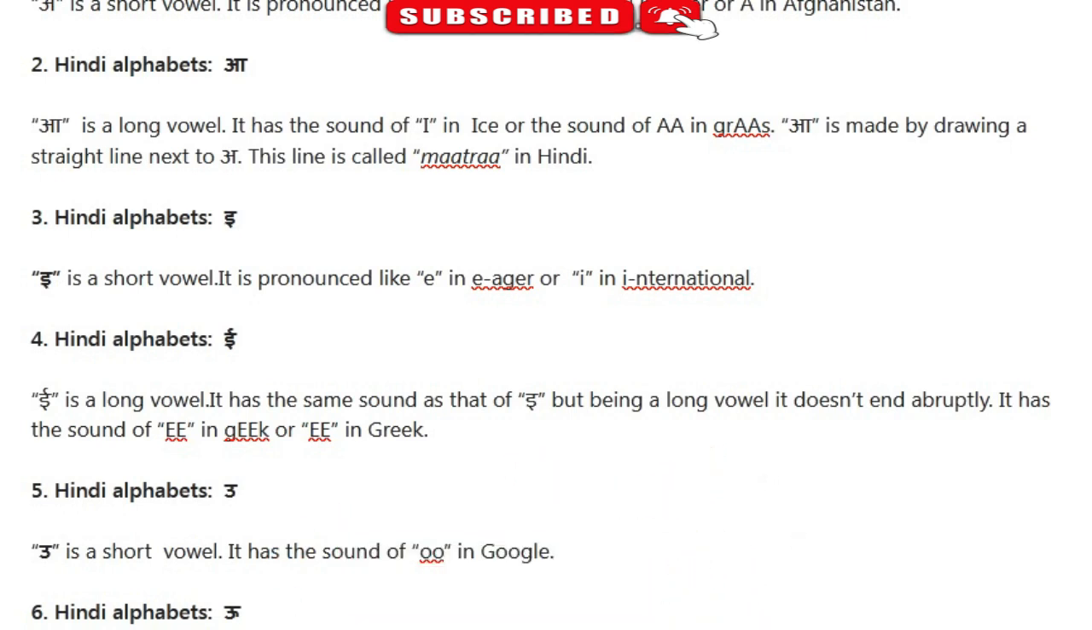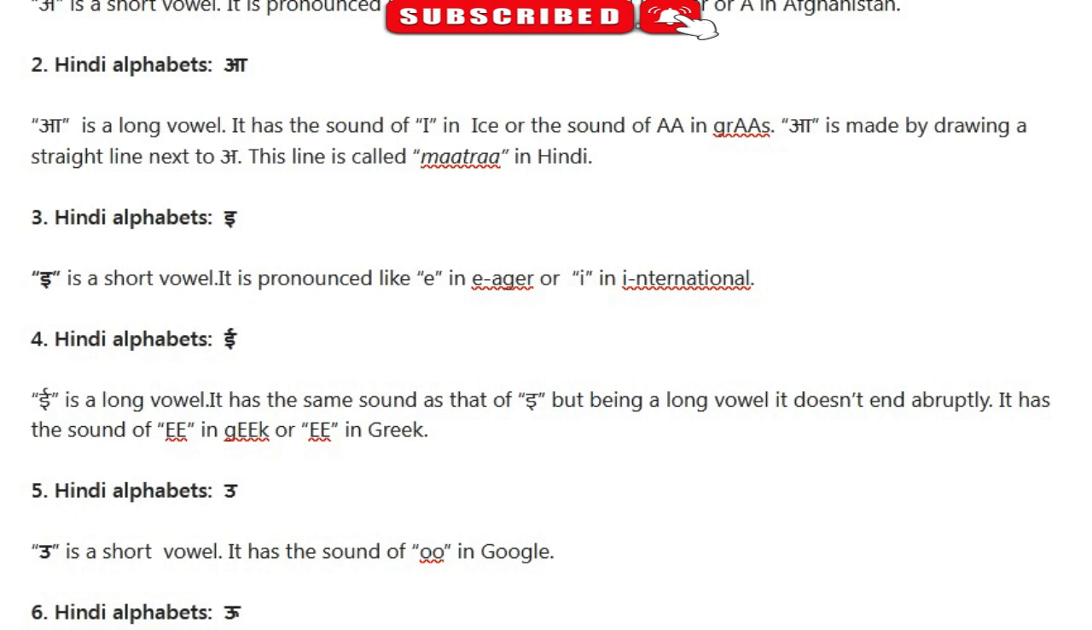Hindi alphabet A is a long vowel. It has the sound of I in ice or the sound of A in grass. A is made by drawing a straight line next to A. This line is called matra in Hindi.